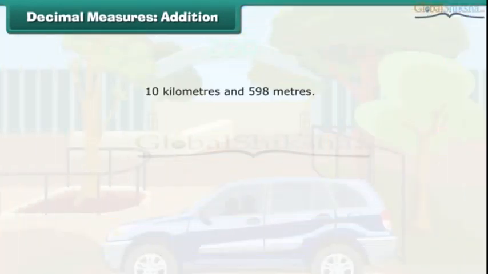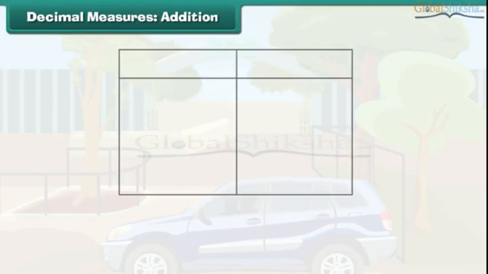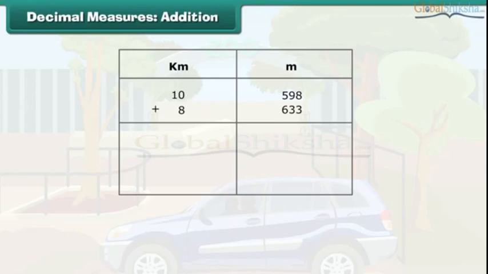The total distance covered by Ryan and his uncle can be calculated by adding both the distances. First, make two columns. In the first column, write kilometers, that is km, and in the second column, write m, that is meter. Write 10 under kilometers and 598 under meters. Below 10, write 8, and below 598, write 633.